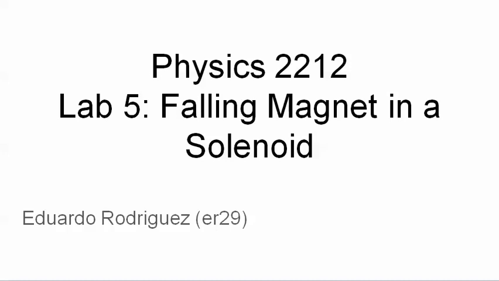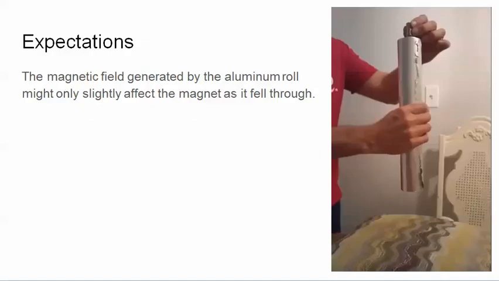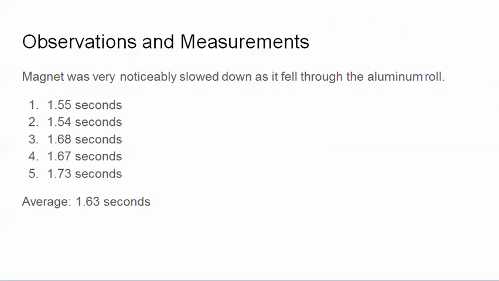Based on the lecture for Faraday's law, I expected the magnet to be affected by the upward magnetic field generated by the roll of aluminum foil, but only slightly, given the mass of the magnet. I was pleasantly surprised to observe that the magnet noticeably slowed down as it was dropped through the aluminum roll. The average time came out to 1.63 seconds.